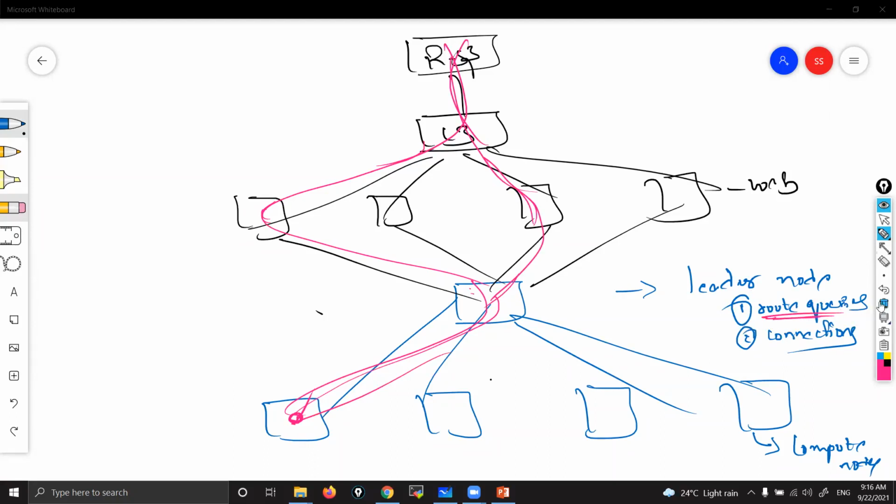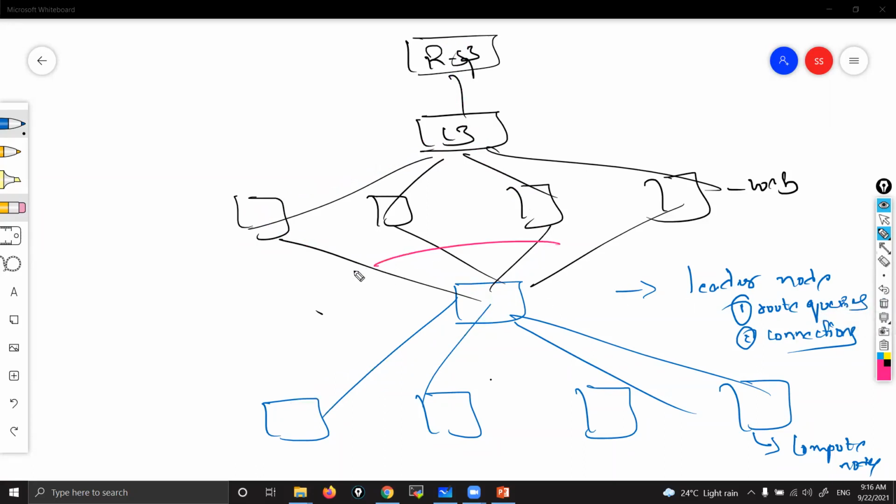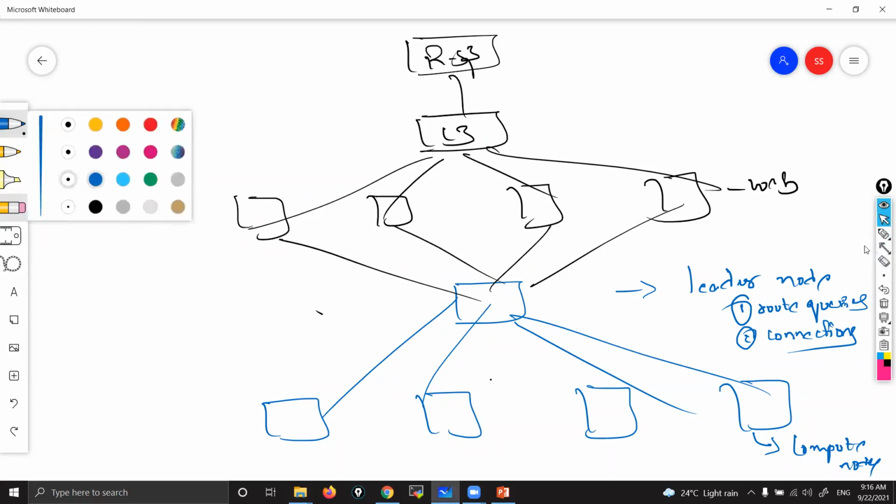Okay. The second purpose of the leader node is to have connections here. One side web servers, another side compute nodes. Okay, to have connections. That is a purpose of the leader node. Now coming to the compute node. What is the purpose of the compute node?